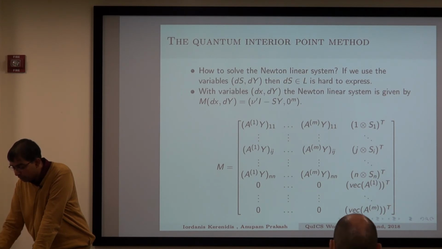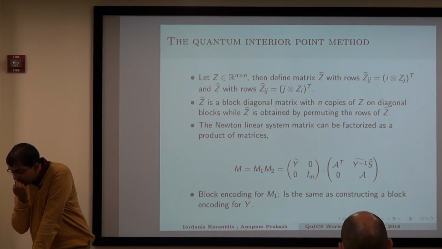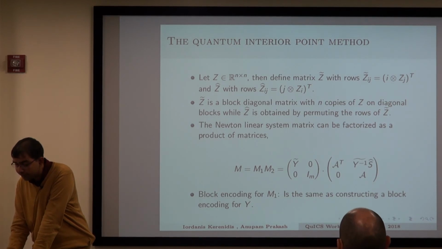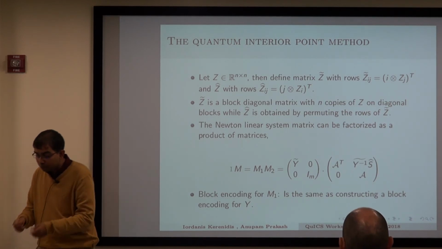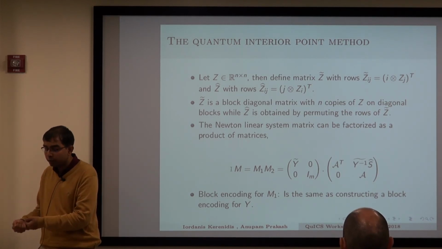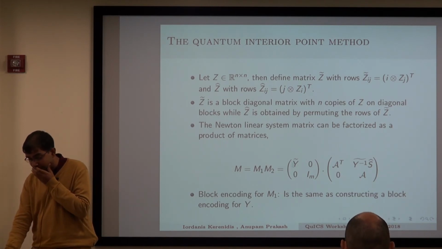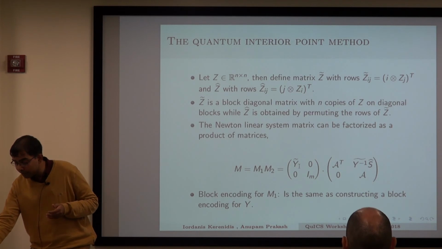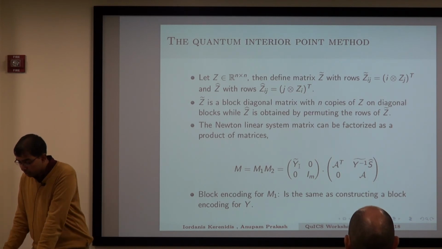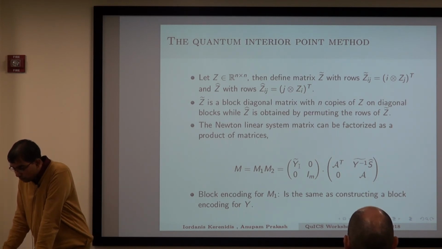Now let me say how we try to get the block encoding for the Newton linear system matrix. The main idea is to factorize it as a product of 2 matrices for which we can get a good block encoding. The factorization is given here, and I'll explain what this notation means in a moment. I'm using these matrices y tilde and s hat.